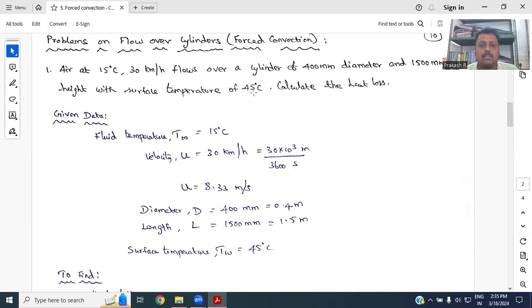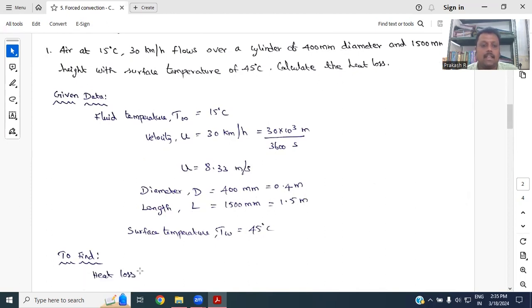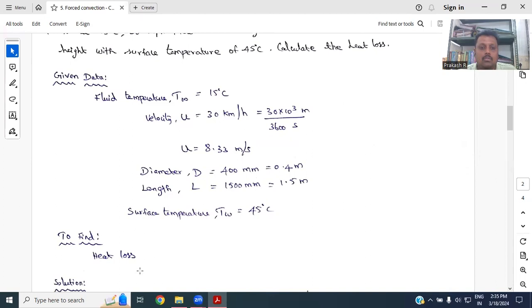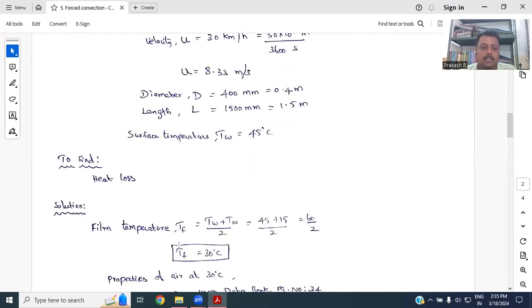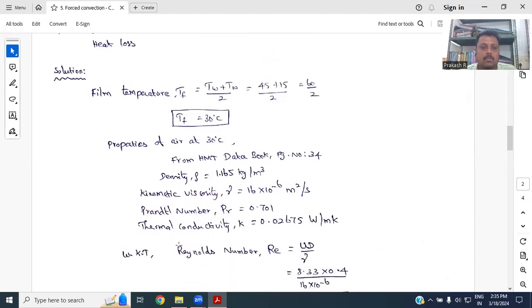The surface temperature is 45. The surface temperature is the wall temperature, so therefore Tw is equal to 45 degrees Celsius. We need to find the heat loss, that is the Q value, the convective Q value. Whatever the data, we need to find firstly the film temperature. We already saw this in the previous problem. Therefore, Tf is equal to Tw plus T infinity divided by 2, 45 plus 15 divided by 2, therefore 60 divided by 2, 30.